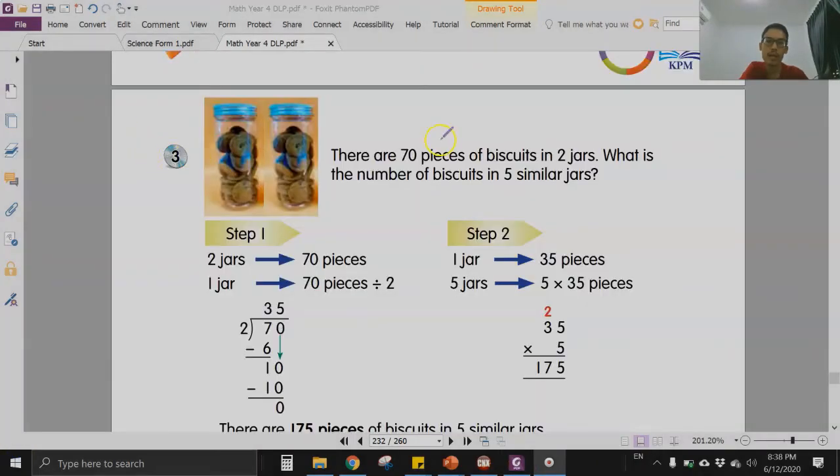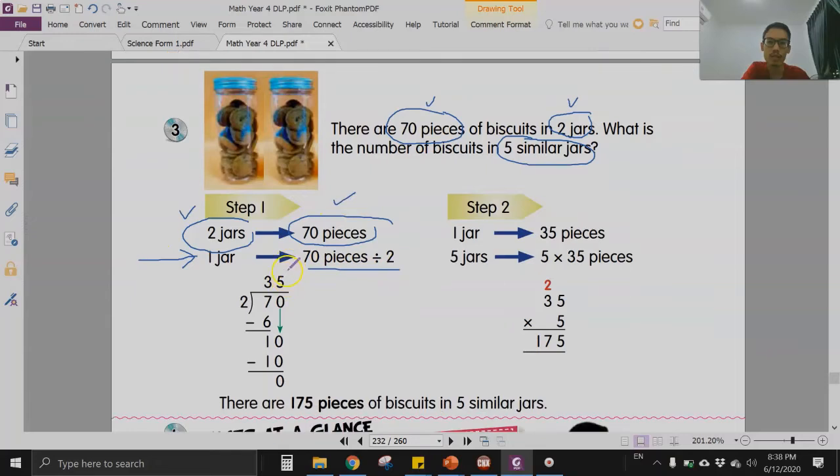Question 3. There are 70 pieces of biscuits in 2 jars. What is the number of biscuits in 5 similar jars? So step 1. 2 jars, there are 70 pieces of biscuits. So from there you find out how many biscuits are there in 1 jar. So total biscuits divided by 2 jars, 70 divided by 2, you get 35. That means in 1 jar you have 35 pieces of biscuits.